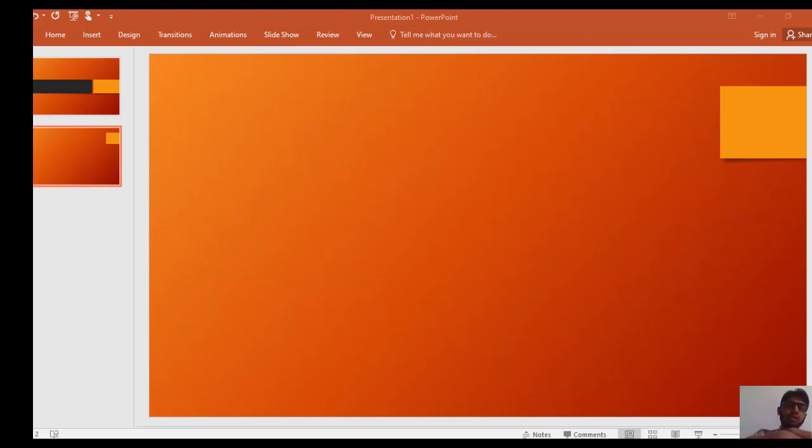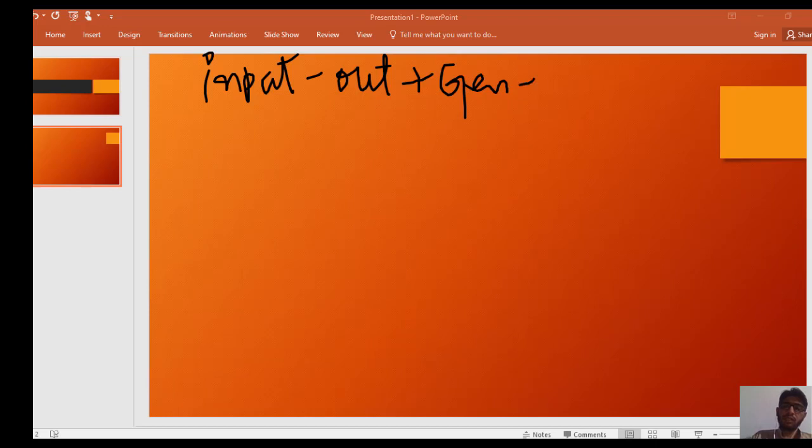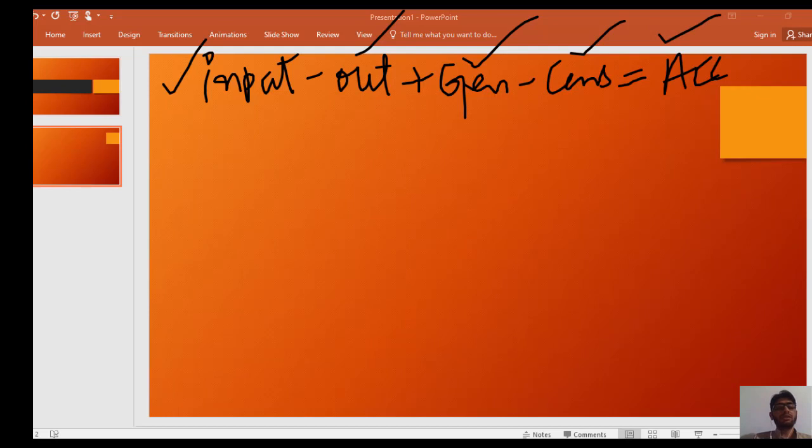The general energy balance equation is energy input to the system minus energy out from the system plus energy generated in the system minus energy consumed in the system is equal to energy accumulated in the system. This is the general energy balance equation: heat into the system, heat out from the system, energy generated in the system, energy consumed in the system, and energy accumulated in the system.